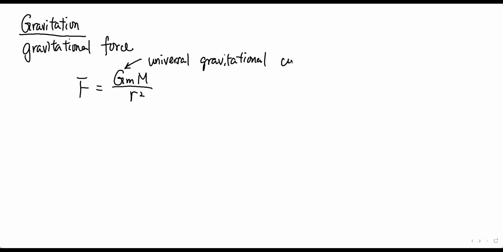Now we have a formula for that. It's big G m M over r squared. Now the big G is called the universal gravitational constant. m and M are the masses of the two objects. r is the separation between these two objects.